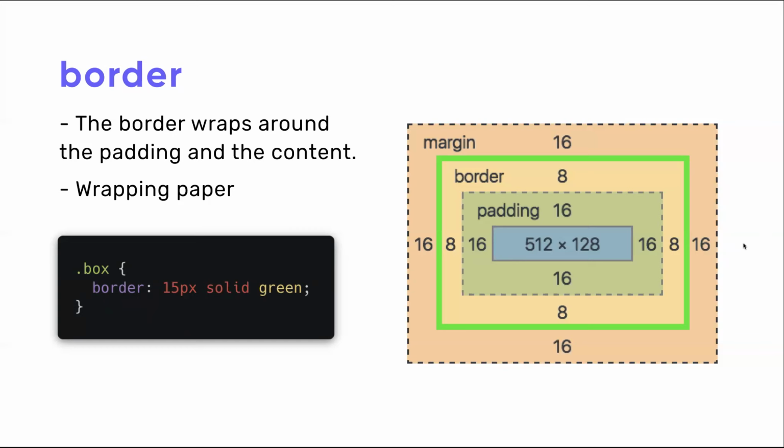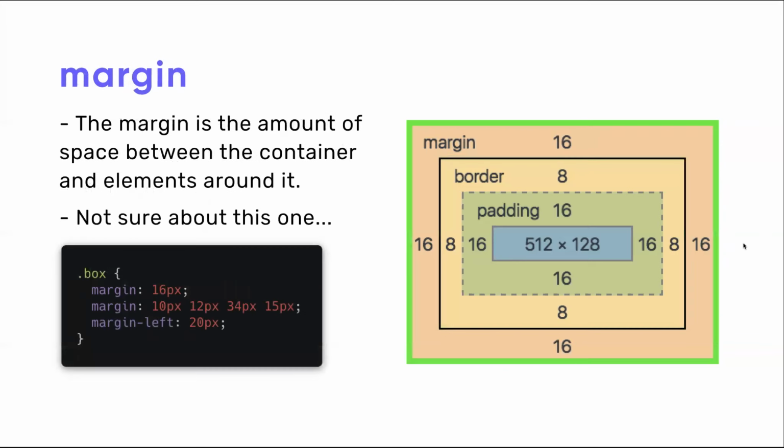Next, lastly, we have margin. I don't know how to put this in an analogy. Maybe it has to do with the number of gifts you got. Like if you got less gifts, then you'd have a larger margin. But let me know if you have better ideas.